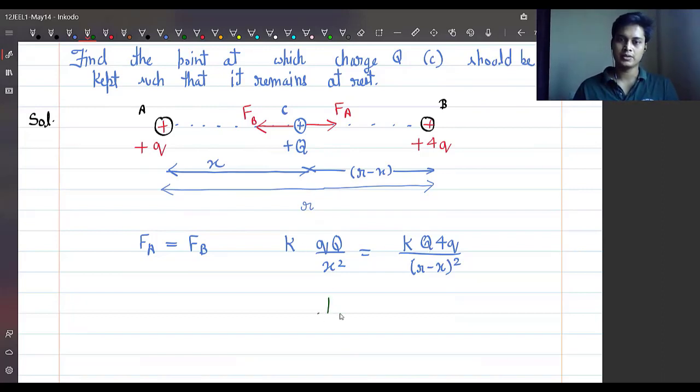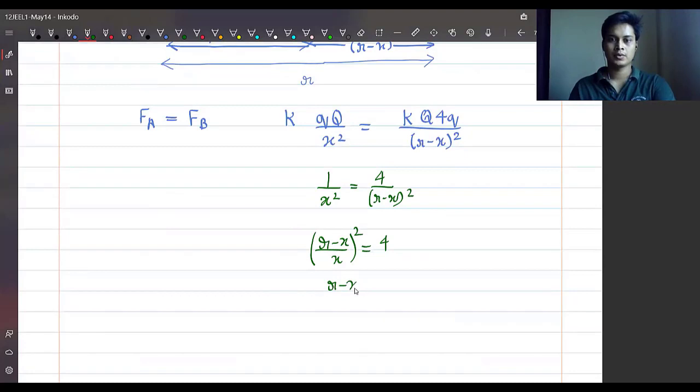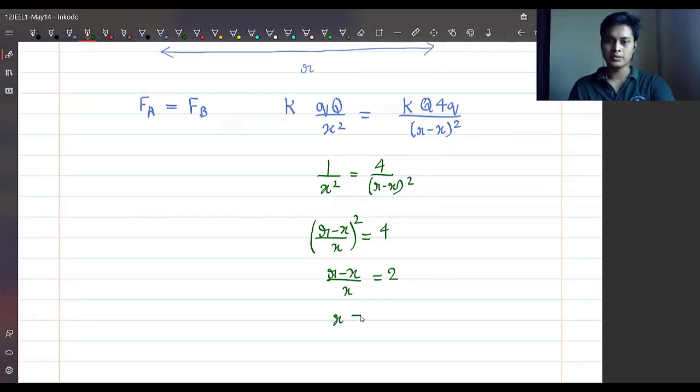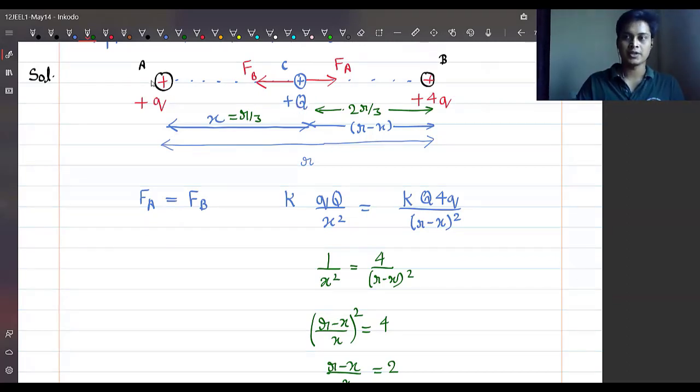K, Q, and Q will get cancelled out. I'll get 1 over x squared equals 4 over R minus x squared. That gives R minus x by x, whole square, equals 4. So R minus x over x is 2. This will give me x is equal to R by 3. So I should place this charge at R by 3, that is closer to the smaller charge and away from the bigger charge. If this is R by 3, the remaining distance would be 2R by 3. So to keep this plus Q charge at rest, I should keep it R by 3 distance away from charge A.